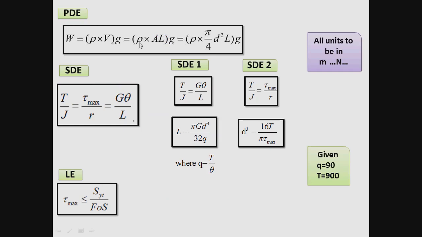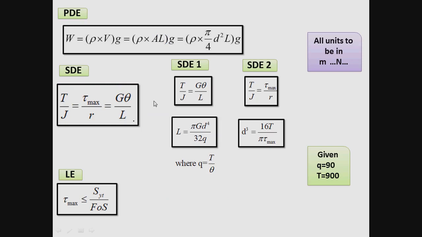So this will become rho into A into L into G. Again, instead of area, if you write pi by 4 into D square, so again you can write rho into pi by 4 into D square into L into G. So secondary equation. All this stress induced torque and forces will come under the subsidiary equations or secondary equations. So this is the torsional equation. Everyone we know.